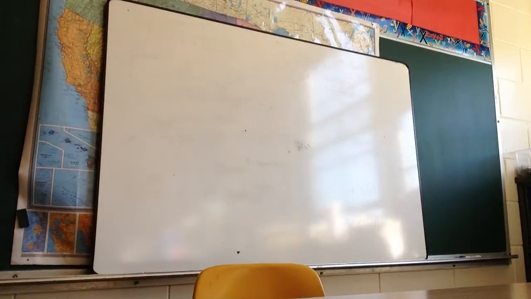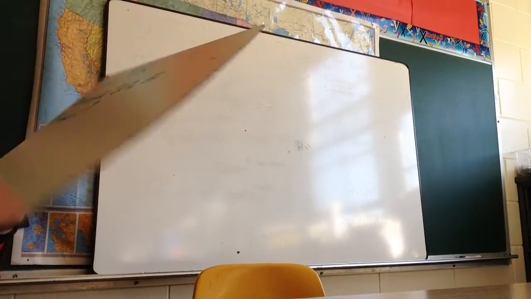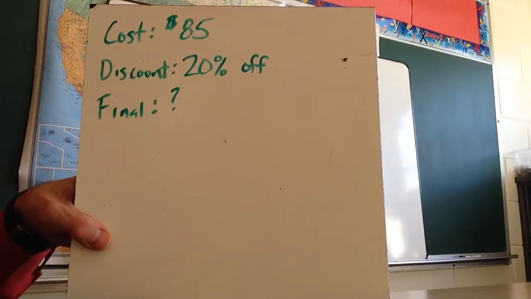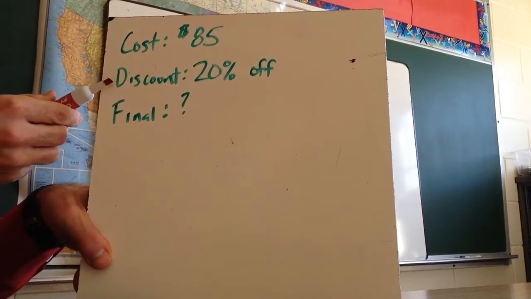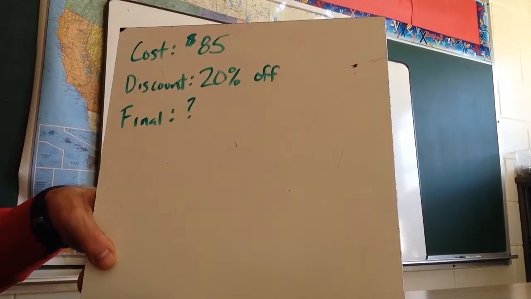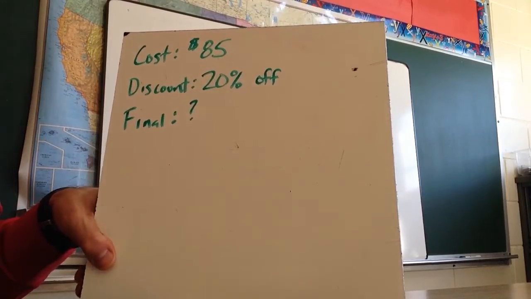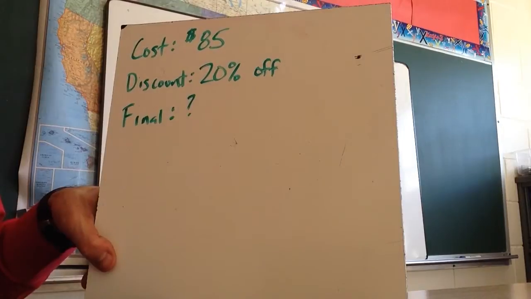I'm going to give you a practice problem. If you want to try the second method, you can try that. If you want to try the original way, you can do that. The cost is $85. The discount is 20%. What is the final cost of this item? Please pause the video at this time to practice this problem.